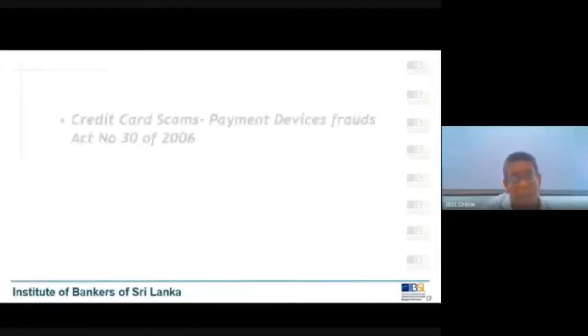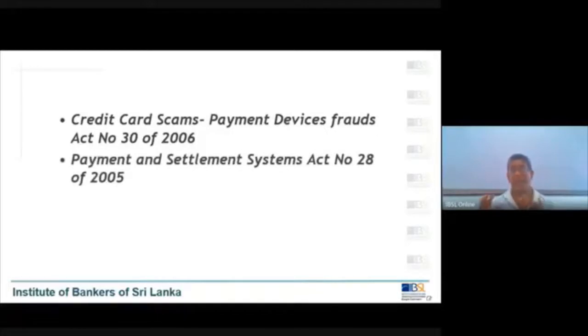Okay, then you may have the Credit Card Scams and Payment Devices Fraud Act number 30 of 2006, and you don't want to know all this in lengthy detail, right? You need to understand there are some laws to protect the stability of the financial system. People need to believe in the credit card. If somebody can use credit cards to do unwanted things, you have lost trust in the credit card, and the payment methodology and the system are going to be impacted. Therefore, laws are there to protect all this.